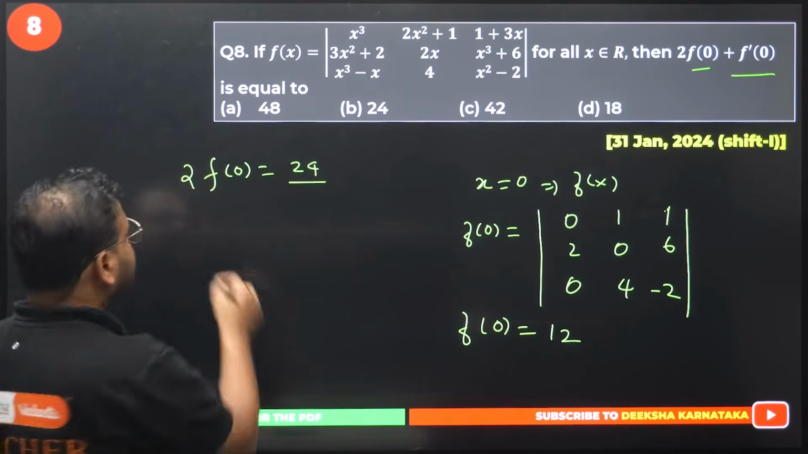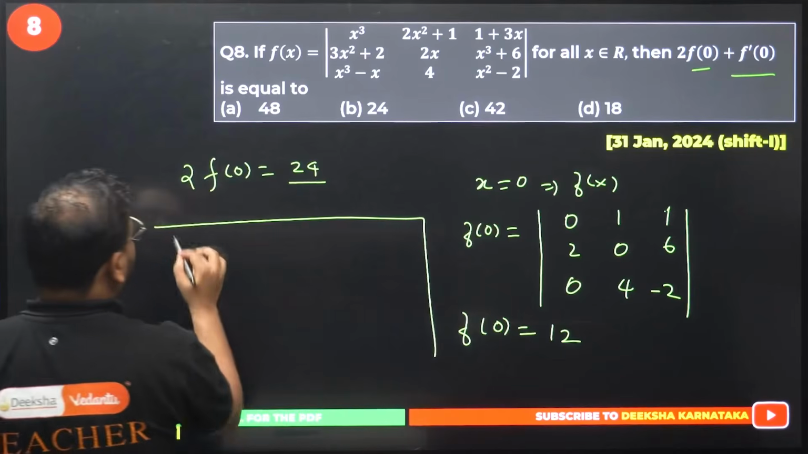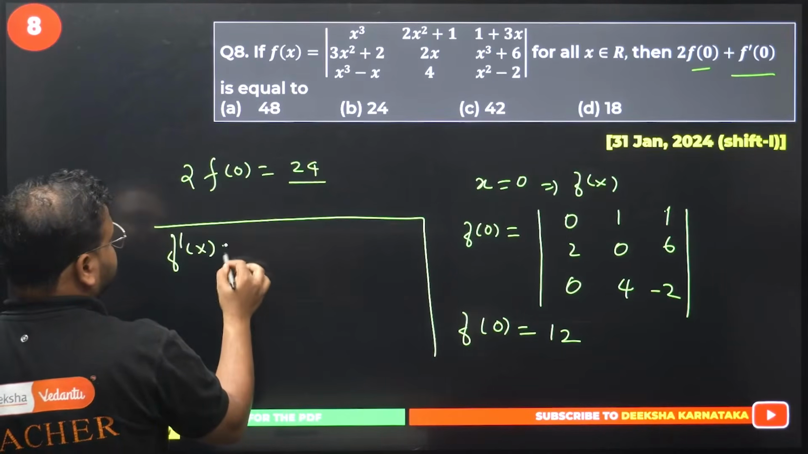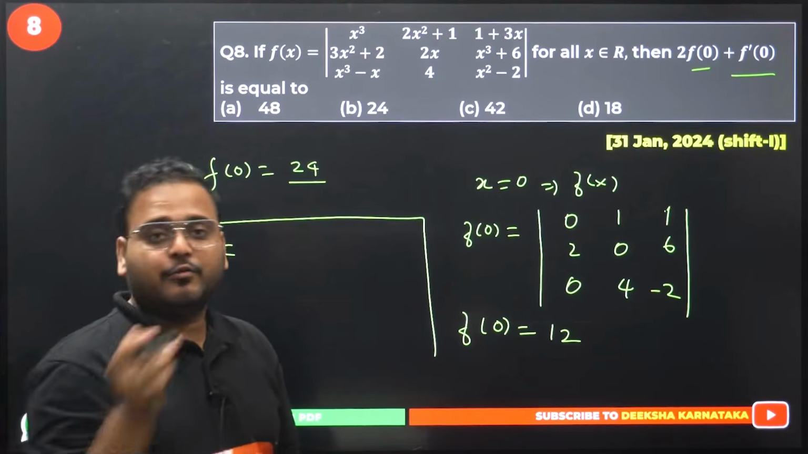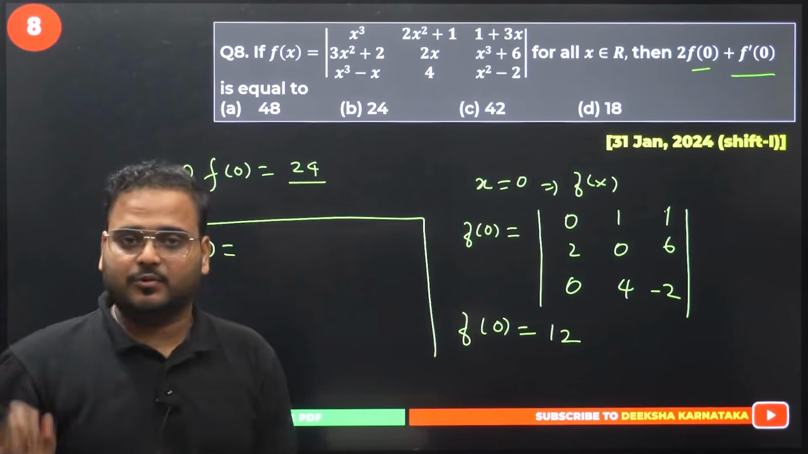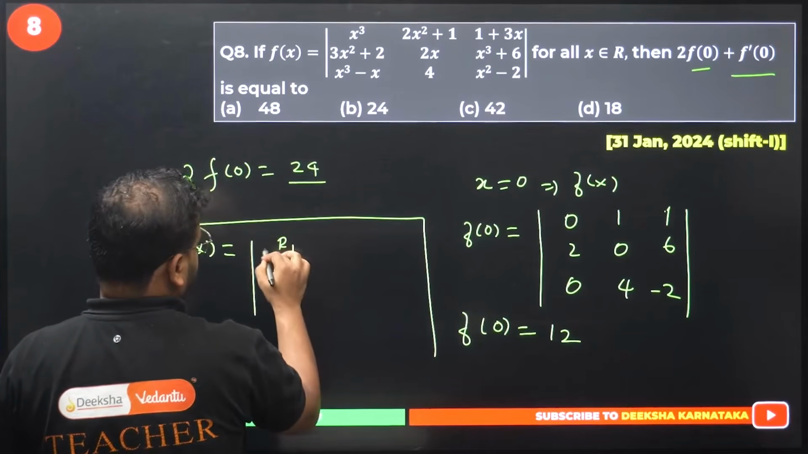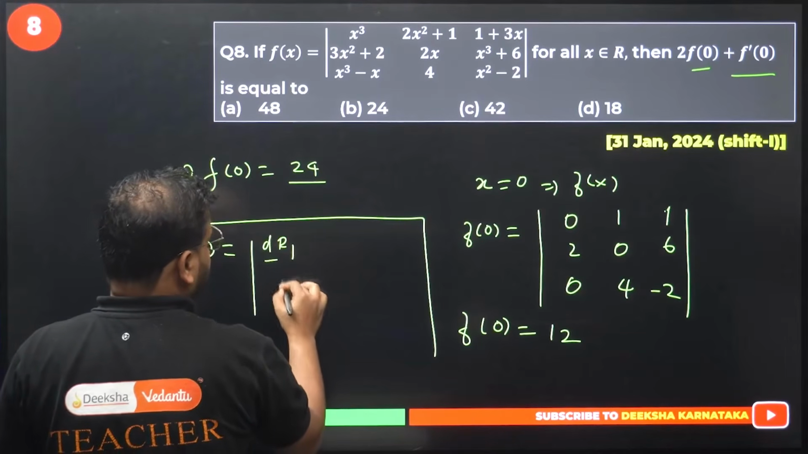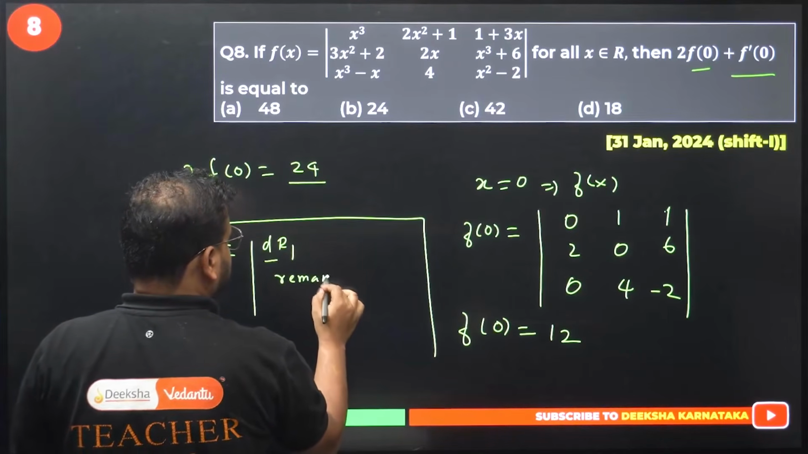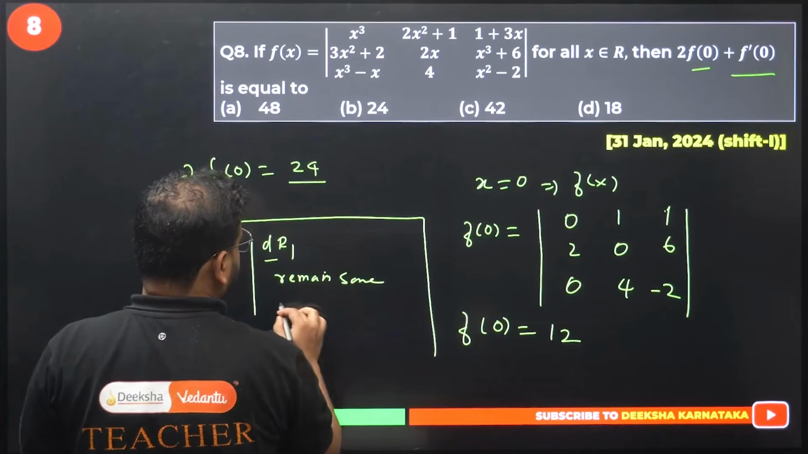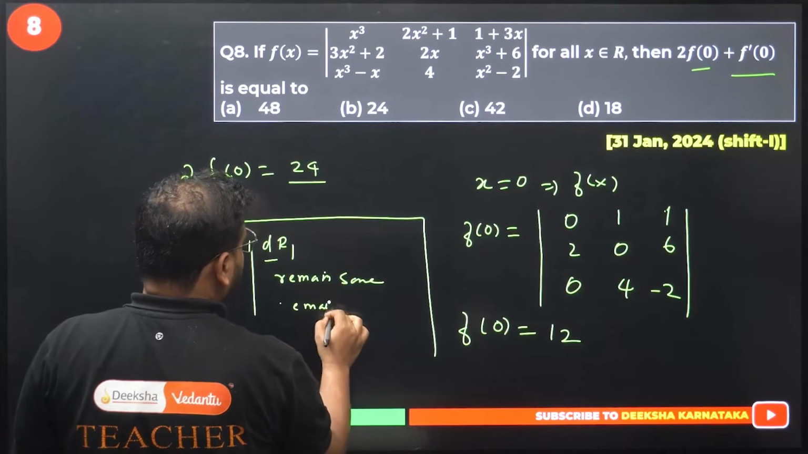How do you find the derivative of any determinant? You have to do row by row or column by column. Let's say the derivative of row 1 first, and the rest all remain as they are.